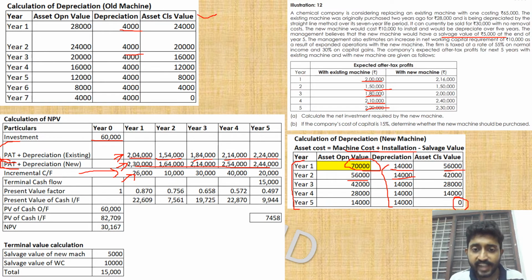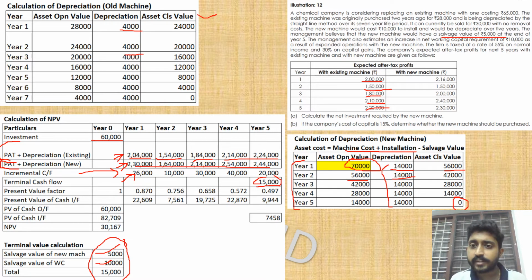How to find the terminal cash flow? This new machine has a salvage value of 5,000 at the end of the 5th year, plus the working capital of 10,000 required for expanded operation. That also we saw. So total 15,000 is the terminal cash flow we will get while liquidating the project. So 15,000 in the year 5 we will get.